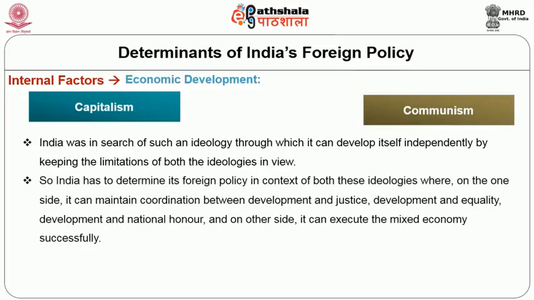So India has to determine its foreign policy in context of both these ideologies, where on the one side it can maintain coordination between development and justice, development and equality, development and national honor, and on the other side it can execute the mixed economy successfully.